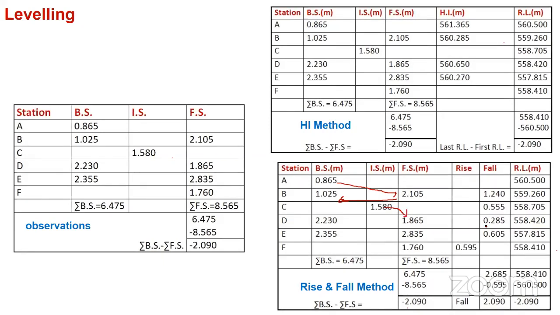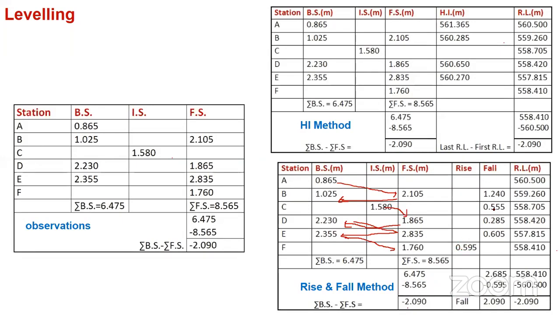Then again I have shifted my instrument. I have to go to the backsight. Backsight minus again this 2.2835. Again, it is a fall. Then again I am going to go for a backsight here. Again, we have shifted the instrument 4 times. Then again 2.355 minus 1.76. It is a rise. This is the only value where we have a rise over here.